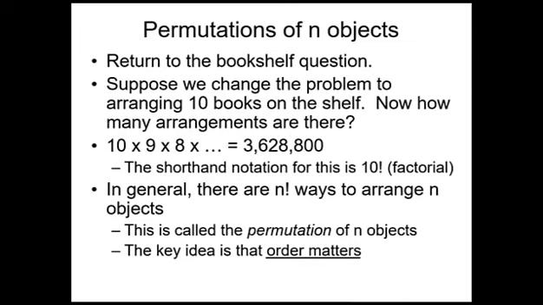Permutations of n objects. Suppose we have 10 books on a shelf. How many arrangements are there? 10 times 9 times 8 times 7 times 6 times 5 times 4 times 3 times 2 times 1 is equal to 3,628,800. The shorthand notation for this is 10 factorial. In general, there are n factorial ways to arrange n objects. This is called the permutations of n objects. The key idea is that order matters.